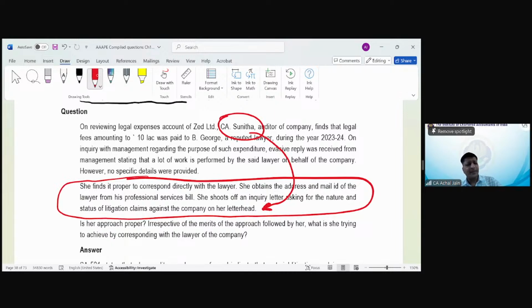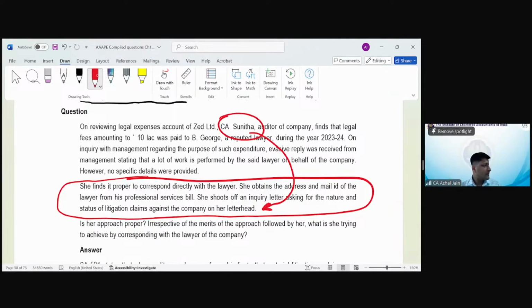But what's the intent? In this case, if you look at the intent of this auditor, what is she trying to achieve? Okay, so her approach may be wrong, but what's the purpose? Can you please highlight that purpose as well?